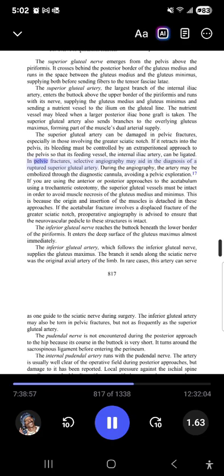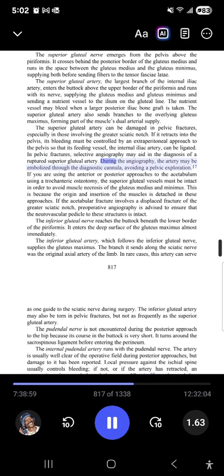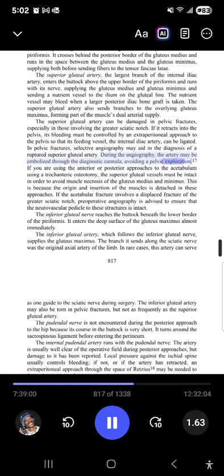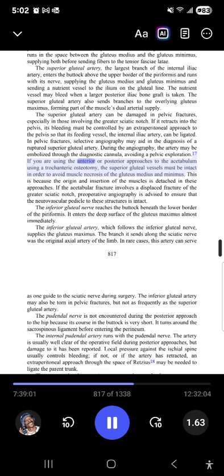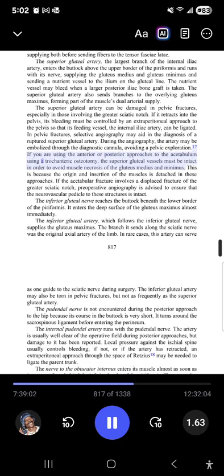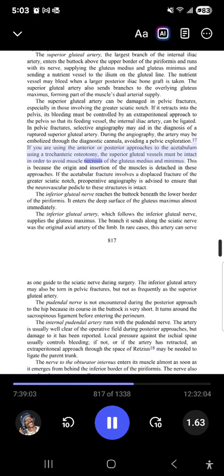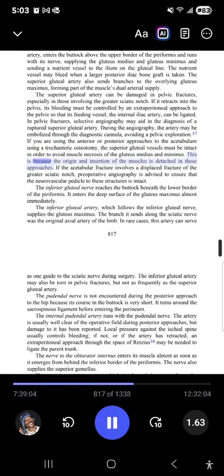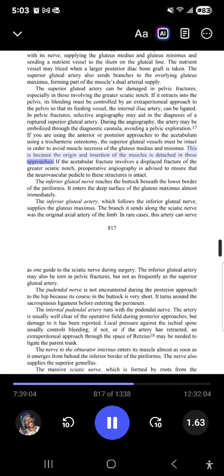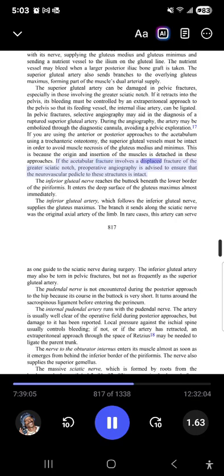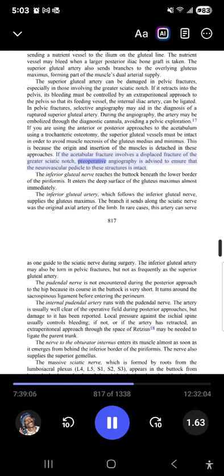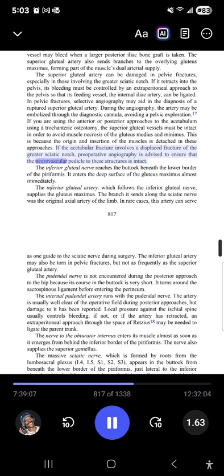In pelvic fractures, selective angiography may aid in the diagnosis of a ruptured superior gluteal artery. During the angiography, the artery may be embolized through the diagnostic cannula, avoiding a pelvic exploration. If you are using the anterior or posterior approaches to the acetabulum using a trochanteric osteotomy, the superior gluteal vessels must be intact in order to avoid muscle necrosis of the gluteus medius and minimus. This is because the origin and insertion of the muscles is detached in these approaches. If the acetabular fracture involves a displaced fracture of the greater sciatic notch, preoperative angiography is advised to ensure that the neurovascular pedicle to these structures is intact.